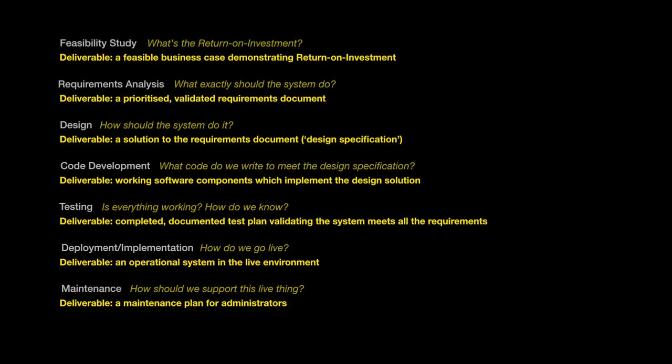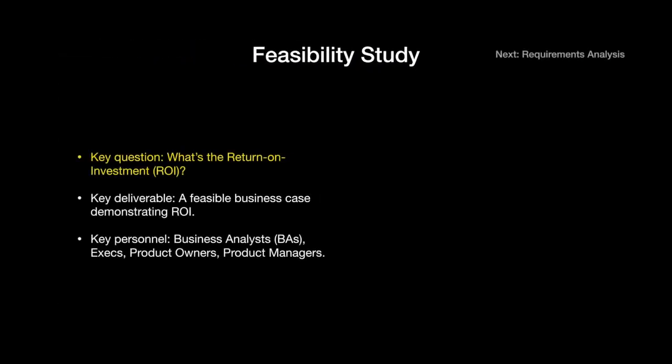So now that we've got a list of the stages and their key deliverables, let's dive into them a little more. This isn't necessary for the exam, but it might be interesting to learn a little about what and how these deliverables come to be in practice. So let's start with the feasibility study. The key question is, what's the return on investment from this project? And the key deliverable which answers that is a business case, which demonstrates ROI. Business analysts, executives, product owners, and project managers may be involved at this stage.